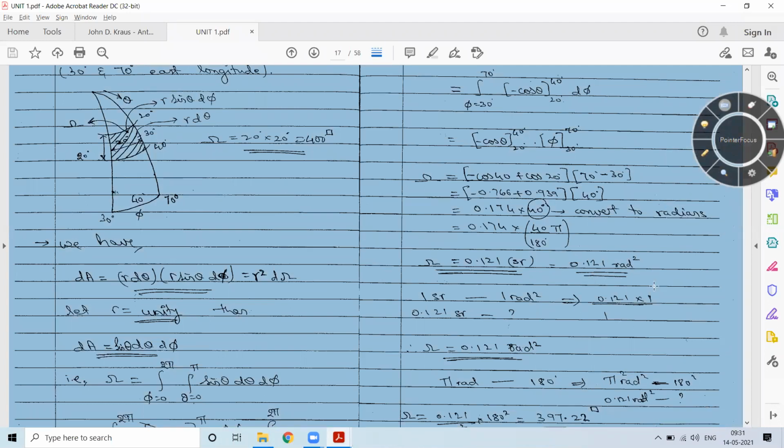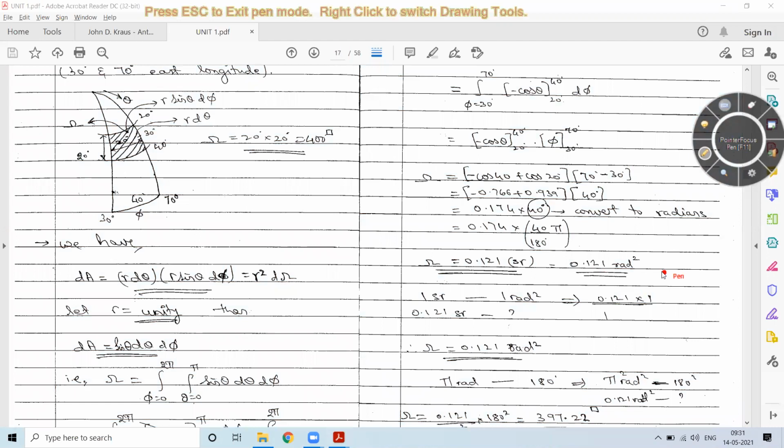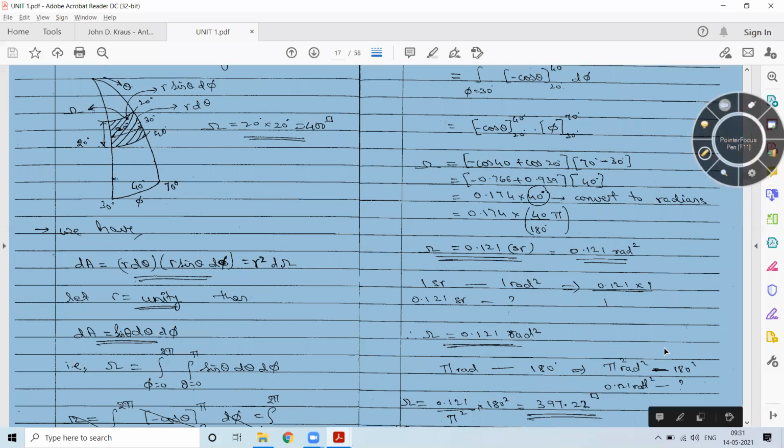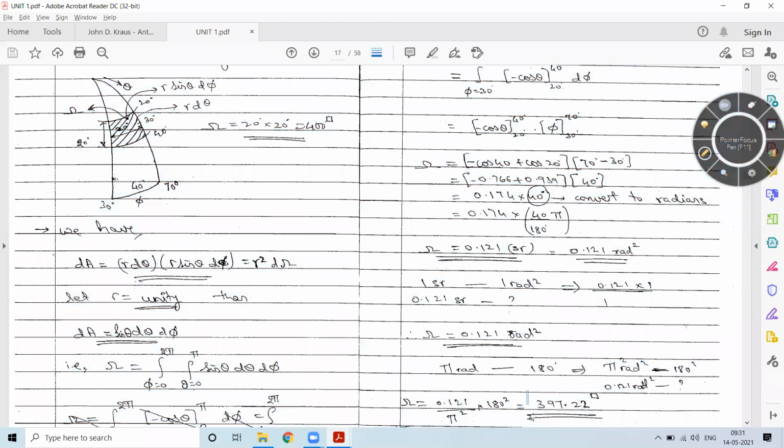So indirectly, if you multiply 0.121 with 180 divided by pi the whole square, you will get the answer in terms of square degrees. When you convert that, we'll get nearly 397.22 square degrees.